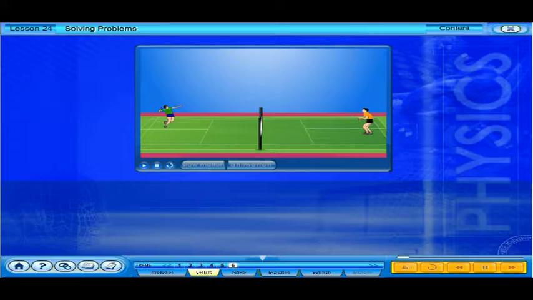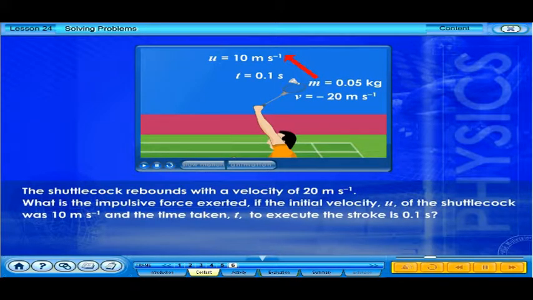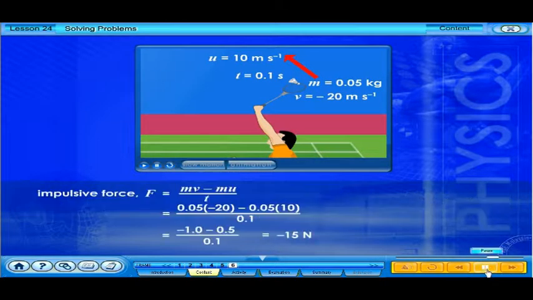When the shuttlecock reaches the other side of the court, the opposite player executes a smashing stroke on the shuttlecock. The shuttlecock rebounds with a velocity of 20 meters per second. What is the impulsive force exerted if the initial velocity of the shuttlecock was 10 meters per second and the time taken to execute the stroke is 0.1 seconds? From the calculation, the impulsive force exerted when the player executes the smashing stroke is 50 newtons.